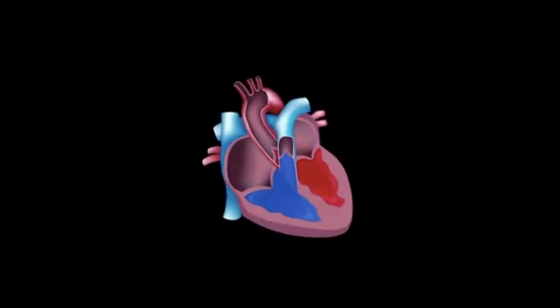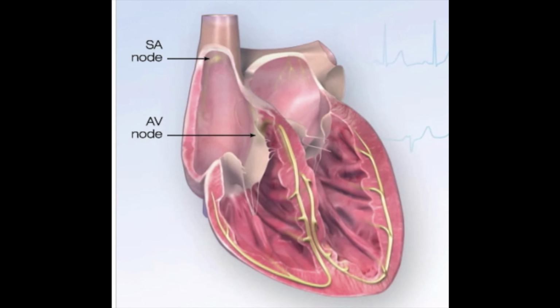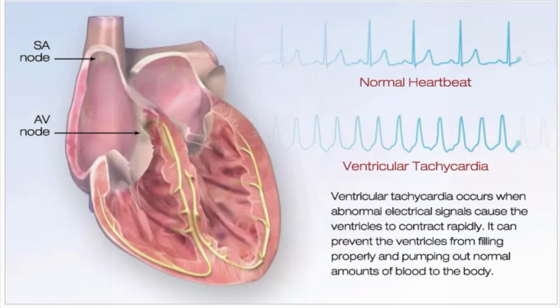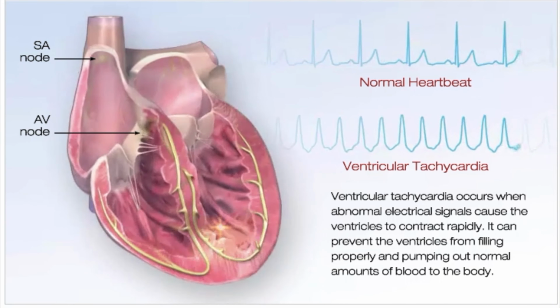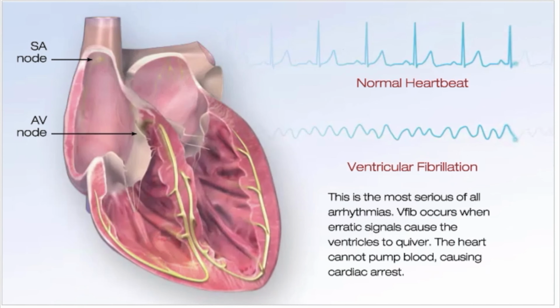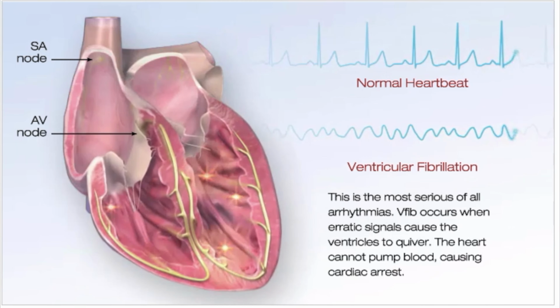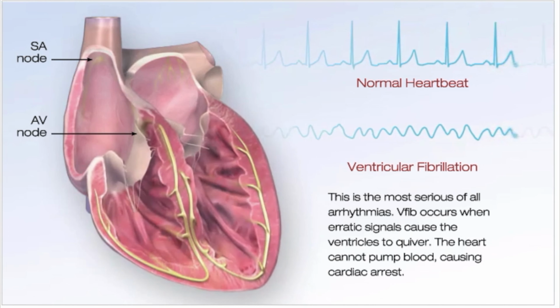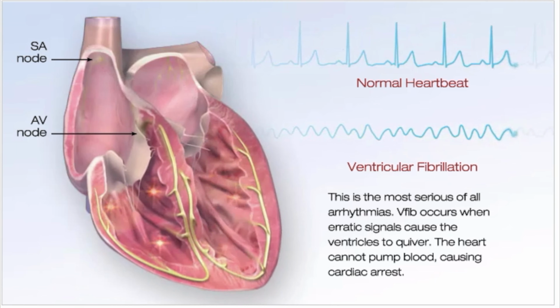Your heart rhythm is the way your heart beats. Conduction is how electrical impulses travel through your heart, which causes it to beat. Some conduction disorders can cause arrhythmias, or irregular heartbeats. An arrhythmia is an abnormal rhythm of the heart and is caused by problems with your heart's electrical system.